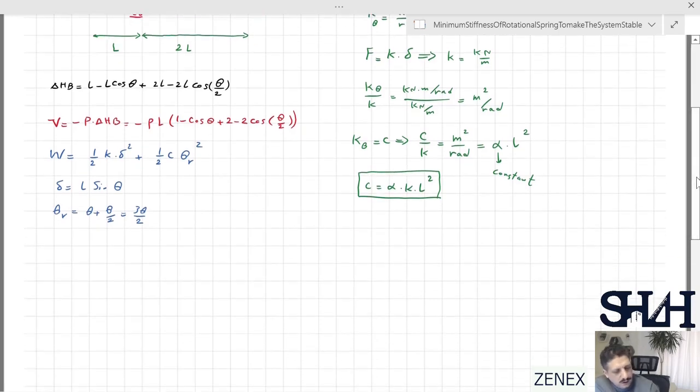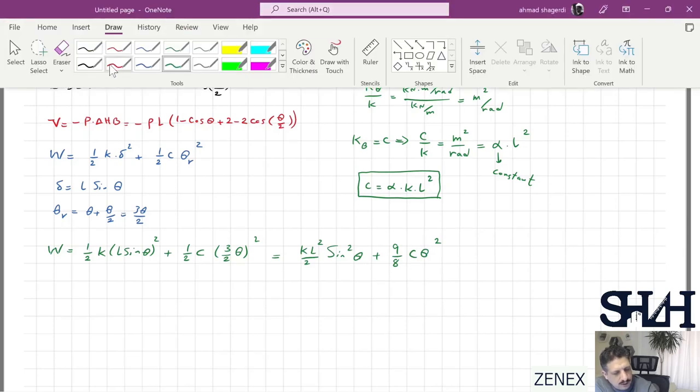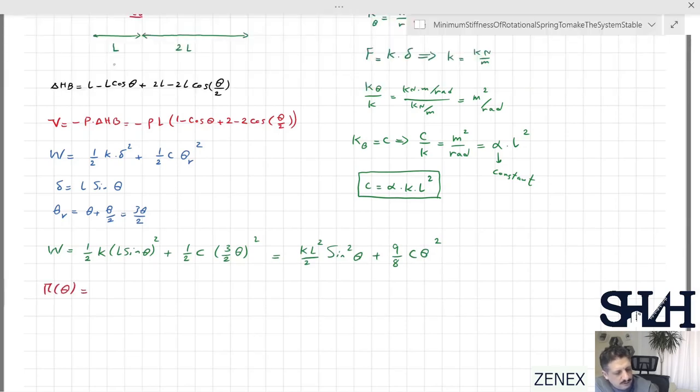Substituting these two, the stored potential energy will be 1 over 2 K L sine theta to the power of 2 plus 1 over 2 C (3 over 2 theta) to the power of 2. So it will be K L squared over 2 sine squared theta plus 9 over 8 C theta squared. Now I can write the total potential energy as a function of theta, W plus V, which will be K L squared over 2 sine squared theta plus 9 over 8 C theta squared minus PL times (1 minus cosine theta plus 2 minus 2 cosine theta over 2).